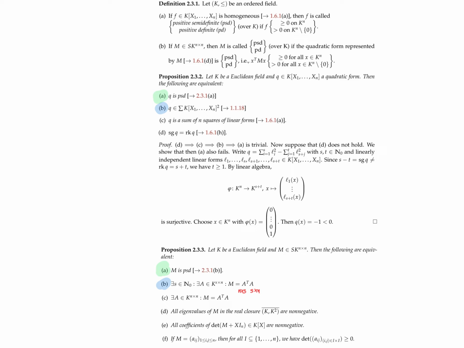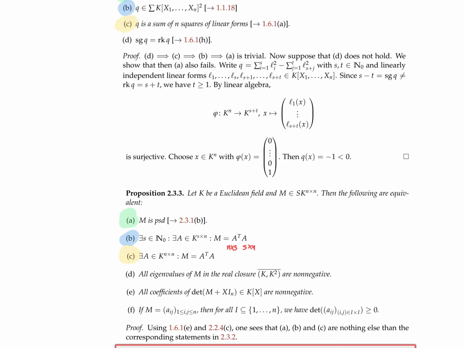And then now let's take the yellow statement. Q is a sum of n squares of linear forms, which works in the same way. Because A, B, and C are equivalent here, they are also equivalent here. Good.